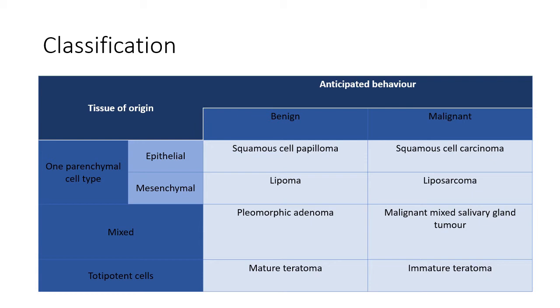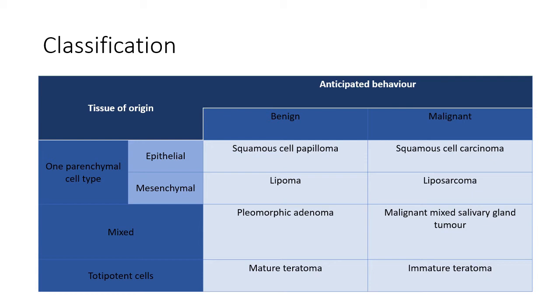And based on tissue of origin, the tumor is classified into those which arise from one parenchymal cell type, those which arise from more than one parenchymal cell type, that is mixed, and the one which arises from totipotent cells from germ layers. The first category, tumors composed of a single parenchymal cell type, is further subdivided into two subcategories: the one arising from epithelial cells and the one arising from mesenchymal tissues.